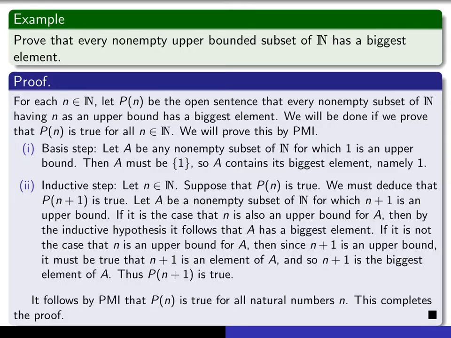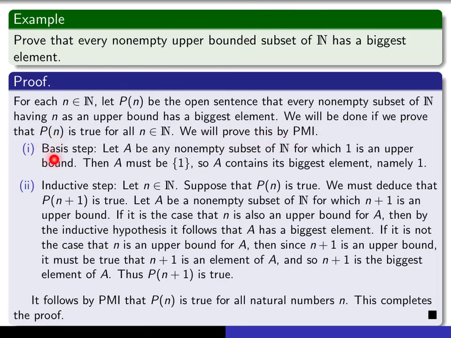Alright, well here's my proof. I'm proving that every non-empty upper bounded subset of ℕ has a biggest element. So for each n, let P(n) be the open sentence that every non-empty subset of ℕ having n as an upper bound has a biggest element. We will be done if we prove that P(n) is true for all natural numbers n, and we're going to do it by the principle of mathematical induction.